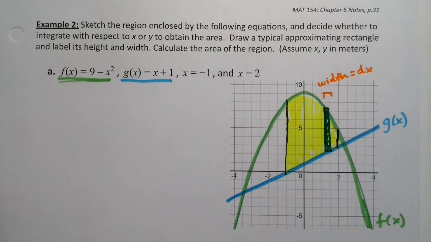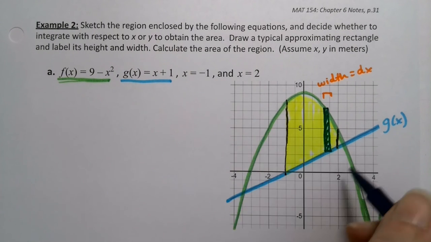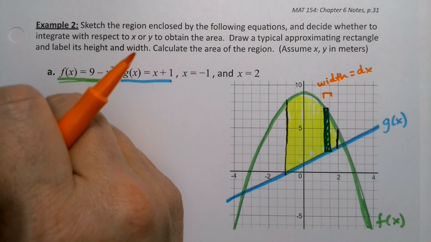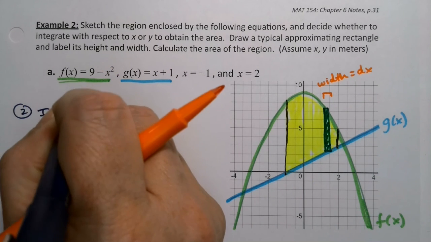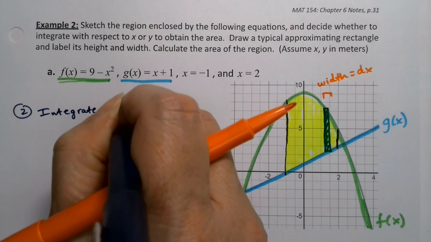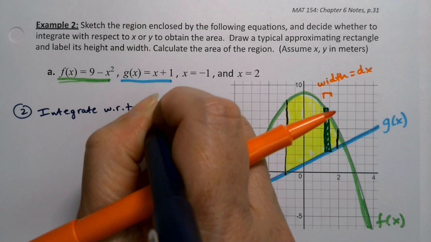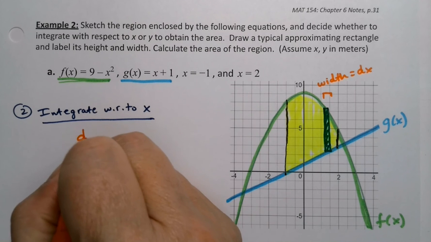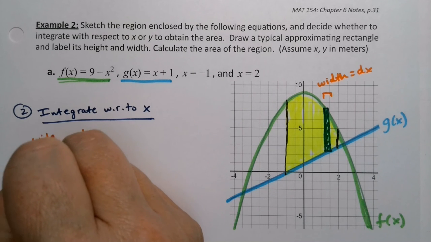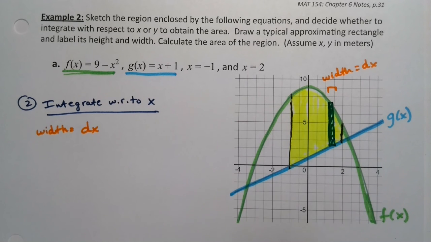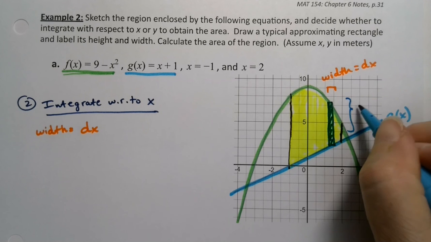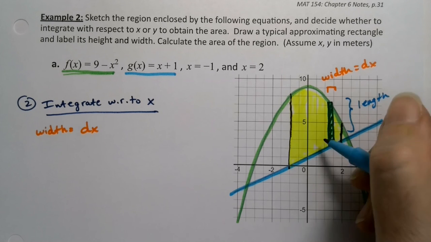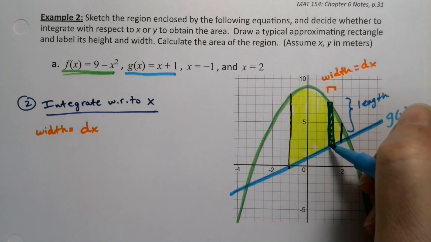So when we know that we're going with respect to x, so we've drawn and shaded and all of that stuff, step 2, we're integrating with respect to x. We know that, and that means that our width will automatically be dx. Okay, so we're drawing a vertical box, a vertical rectangle. Now the length of the thing is the difference between the upper and the lower, right?